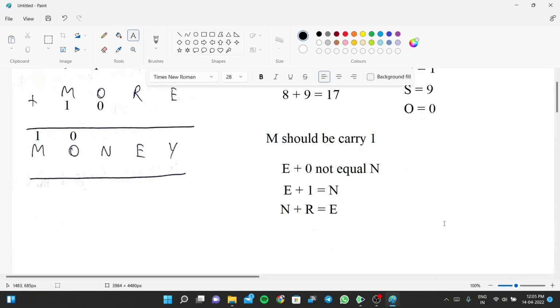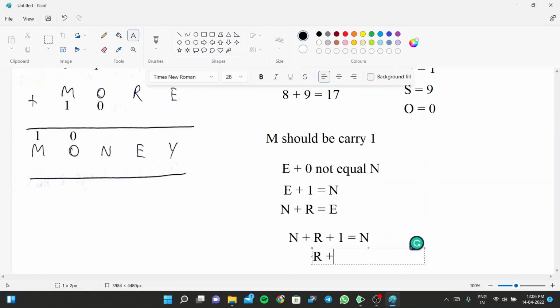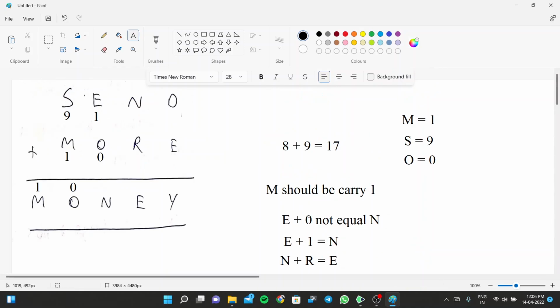N plus r gives me e. So from this we can build up n plus r plus 1 is equal to n. Then r plus 1 is equal to 0, so r will be minus 1. This is a contradiction. We can't work on this thing.